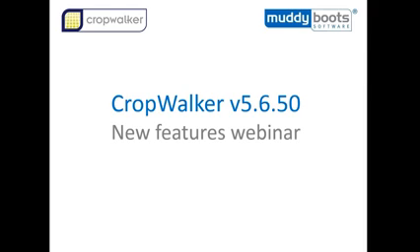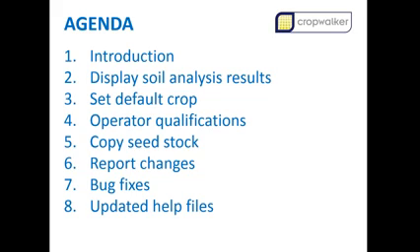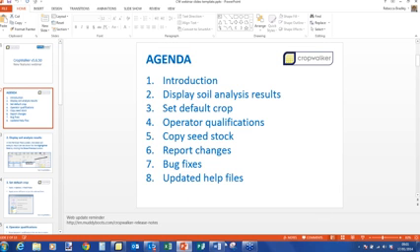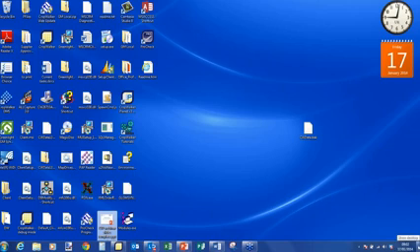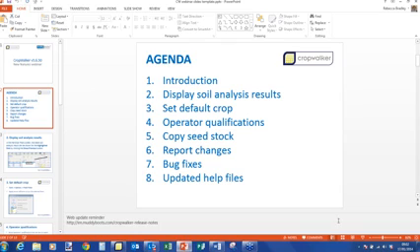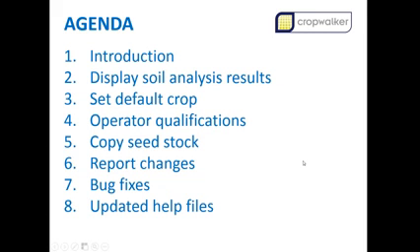So if we have a look at what we're going to cover today, I've gone through the introduction really already, and just one more thing is to remind you how to update your CropWalker if you haven't already done so. You can do that by clicking onto the web update icon that should be on your desktop. If I just point that out now, up at the top there, CropWalker web update. If you just run that and follow the step-by-step instructions, you'll be able to update yourselves to the latest version.